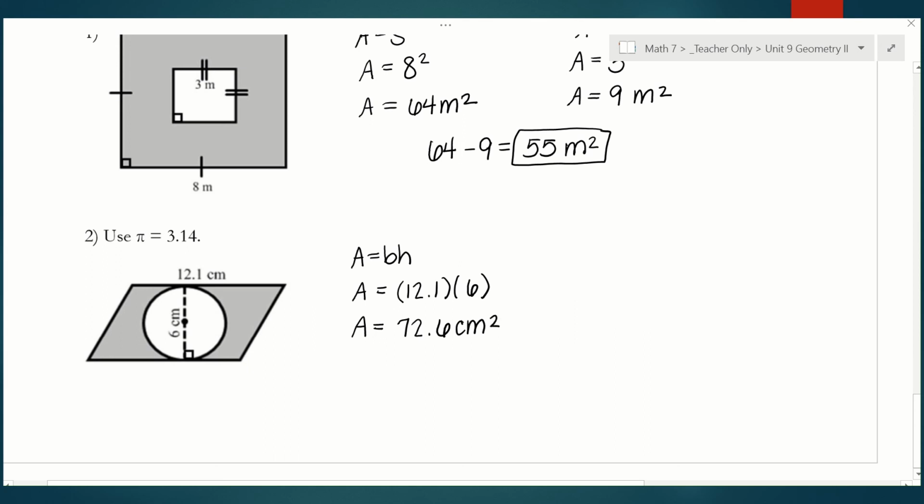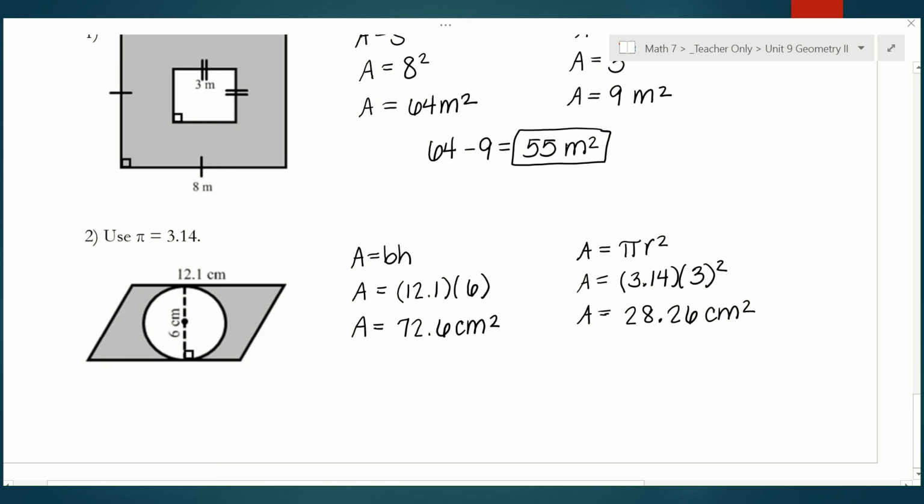centimeters squared. Okay, so now I am going to take the area of that circle and I'm going to subtract it away. So we did area of a circle in our last unit. The area of a circle is pi r squared, and it tells us to use 3.14 for pi, so we need to make sure that's what we're typing or putting in there. And 6 is considered the diameter of my circle, so the radius is half of that, which is 3. So 3.14 times 3 squared, or 3.14 times 9. That gives me 28.26 centimeters squared.